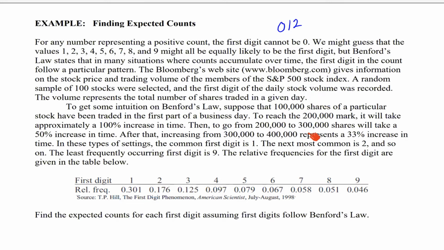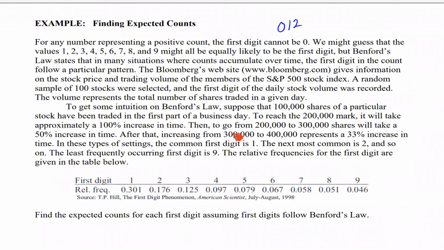A random sample of 100 stocks was selected and the first digit of daily stock volume was recorded. Daily stock volume is how many shares of a particular company trade on any given day. So that's the volume of a stock.